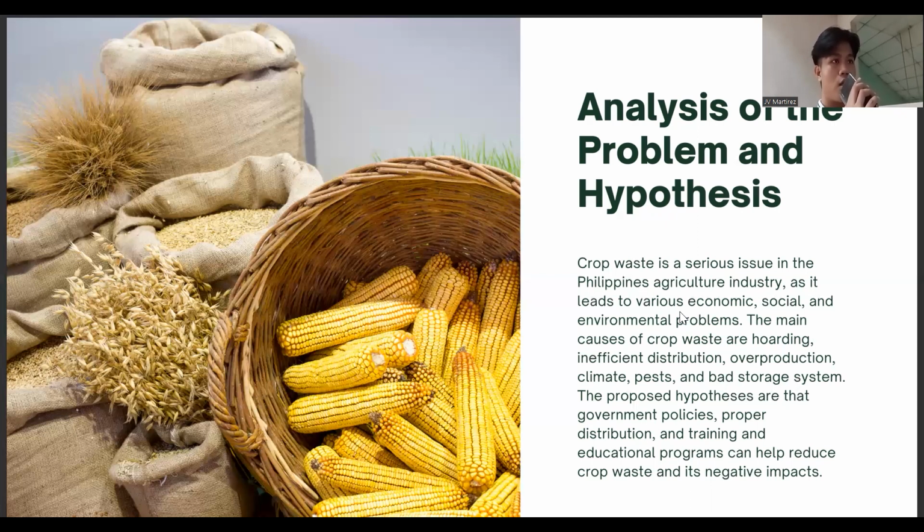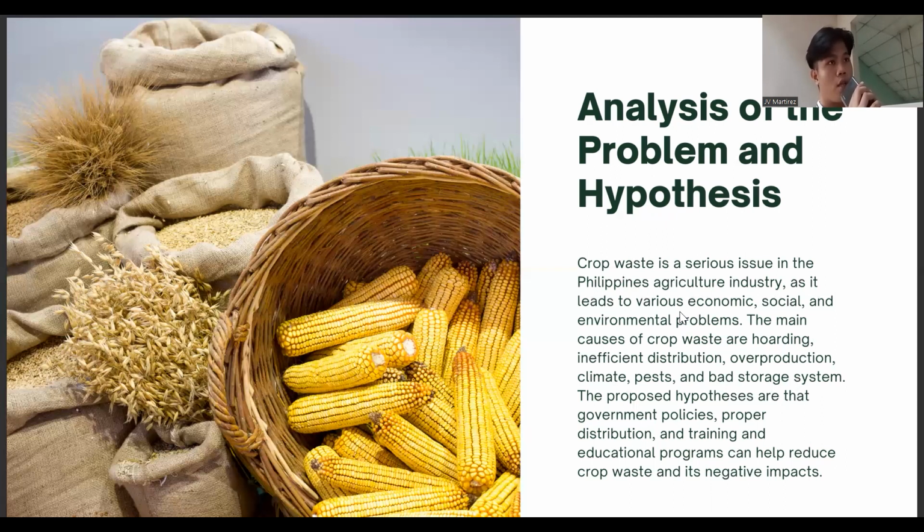Bad storage system is the inadequate or improper storage of agricultural products, such as in ventilation, refrigeration, or preservation. This can cause deterioration, spoilage, or contamination of crops in storage facilities or markets. The proposed hypotheses are that government policies, proper distribution, and training and educational programs can help reduce crop waste and its negative impacts. Government policies are the laws, regulations, or incentives that govern the production, trade, or consumption of agricultural products. This can include tariffs, subsidies, quotas, standards, or sanctions, which can affect the supply, demand, or price of crops.